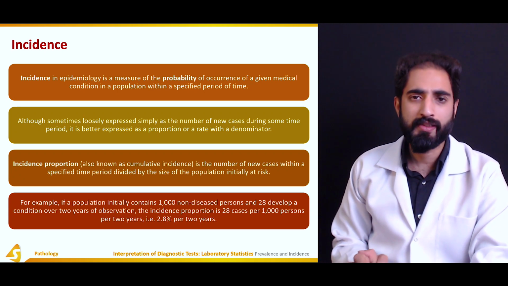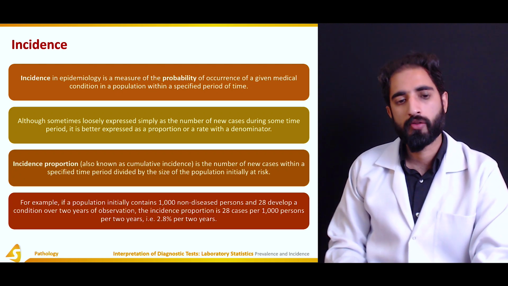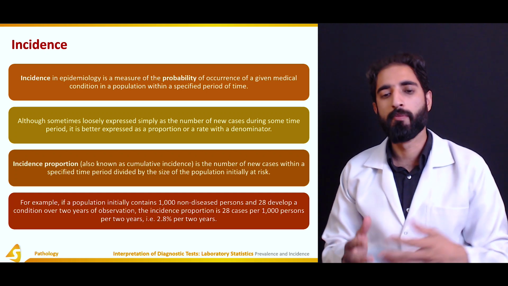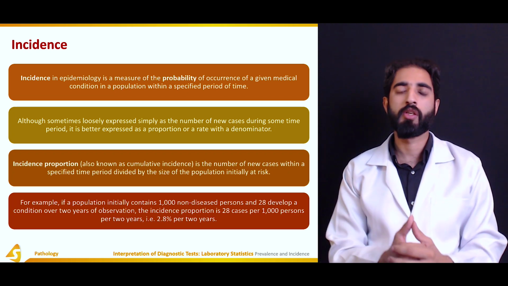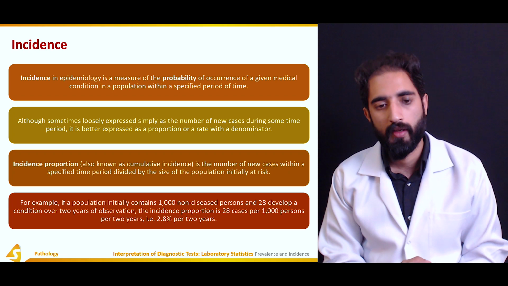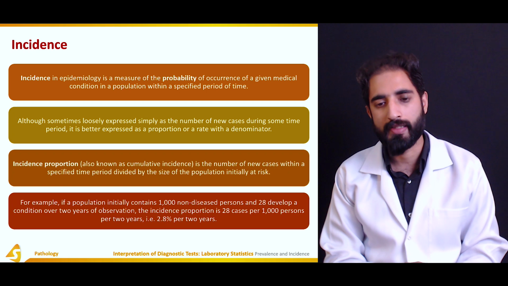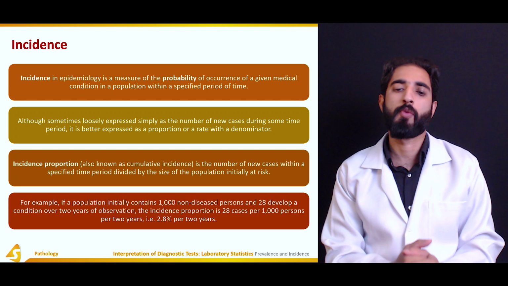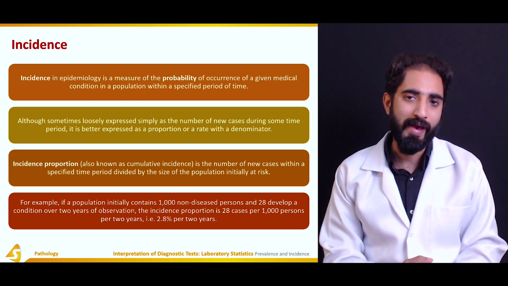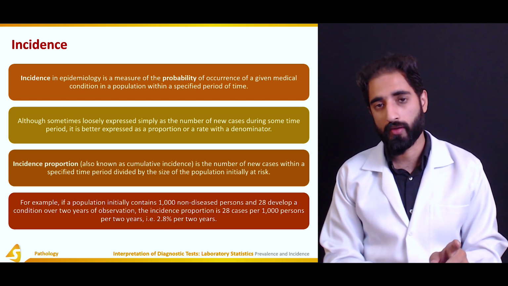Now, what is incidence? Incidence may sound like it is the same thing as prevalence, and some people may perceive it so as well, but it is different. Incidence in epidemiology is a measure of the probability of occurrence of a given medical condition in a population within a specific period of time. It is also loosely expressed for easy understanding as the number of new cases during some time period. It is better expressed as a proportion or rate with the denominator, and it has a very important role of time.